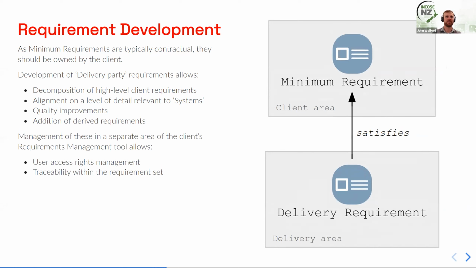But the need to have these two things separated is usually allowed for in your requirements management tool, and DOORS Next Generation, which you've been using on the two example projects here, allows that quite nicely. So we can have our minimum requirements in a client area of the tool and our delivery requirements in a delivery area of the tool. And that allows us to make traceability links between them, but importantly, delivery parties can't edit client requirements, clients can't edit delivery requirements. But we have visibility and we can manage user access rights to have good visibility of what's going on.